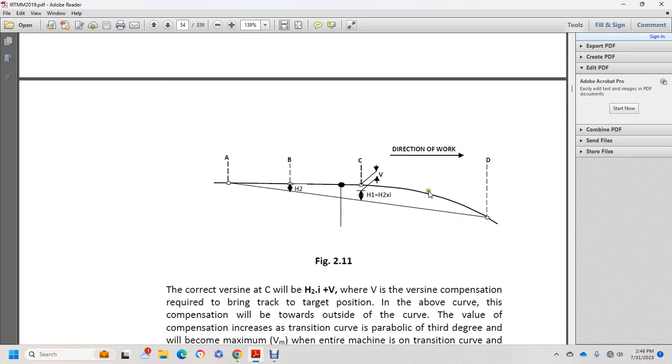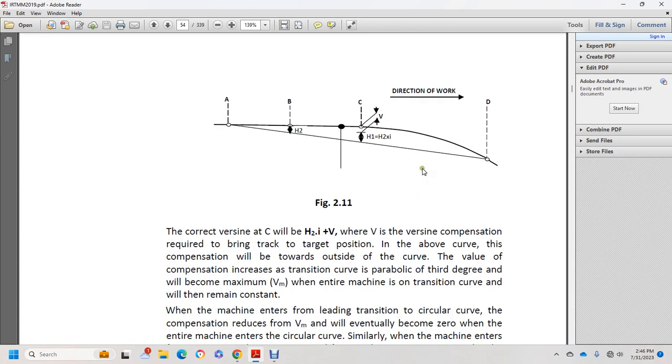This shows the direction, with A, B, C, D and E as your trolley points. H2 equals H1 over H2 times I and V. The correct versine at C will be H2 plus H2 times I plus V, where V is the versine compensation required to bring the track back to the target position above the curve, with the compensation towards the outside of the curve. The value of the compensation includes the parabolic transition curve.